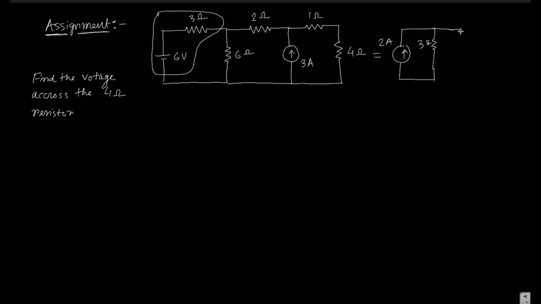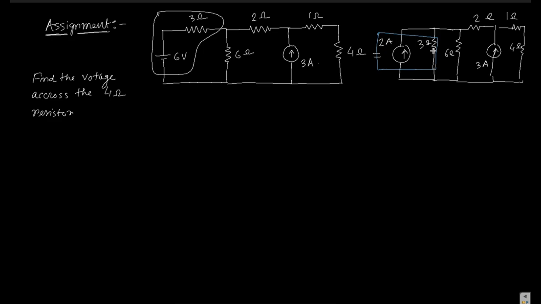Now here put the 6 ohm resistance as it is given over here, and it becomes intact 2 ohm, 3 ampere, and 1 ampere and 4 ampere for 1 ohm and 4 ohm. This is 3 ampere, this is 2 ohm, this is 6 ohm, this is 3 ohm, because this part is converted into this equivalent current source and the parallel resistance. Did you get up to this?